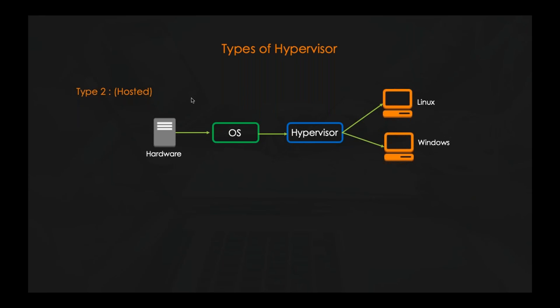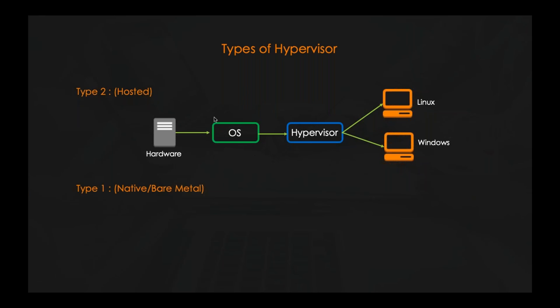Now this kind of hardware is dependent on the operating system. That is, this hardware is dependent on this operating system. If this operating system changes, then this will not be supported. You need to always make sure that this operating system uses the same kernel as this operating system. This is called para virtualization. This hypervisor is dependent on this kernel.